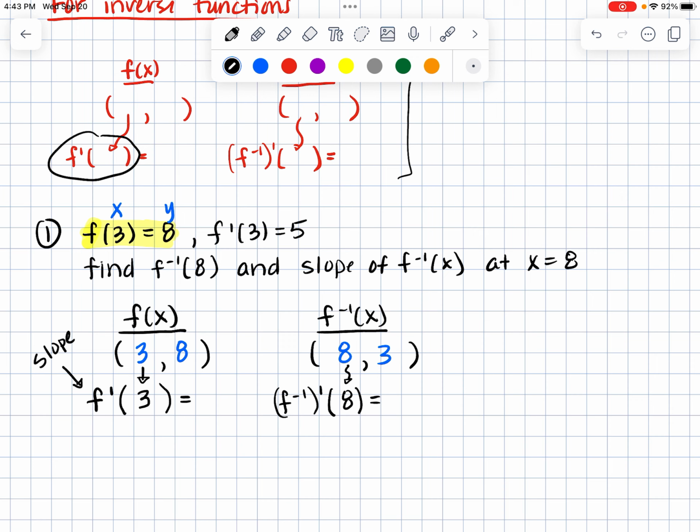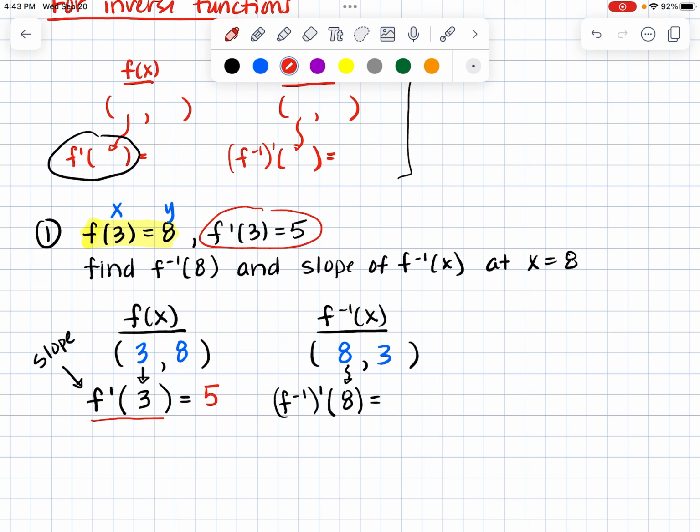Okay, now let's see what they gave me. If I have any of the values that they gave me, that will really help. So I need to find out what is f prime of 3. Did they give me that? Oh my gosh, they sure did. They said f prime of 3 equals 5. So I can go ahead and fill that in. Okay, so this equals 5.